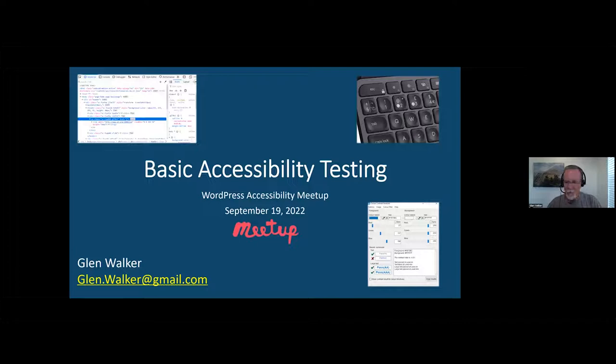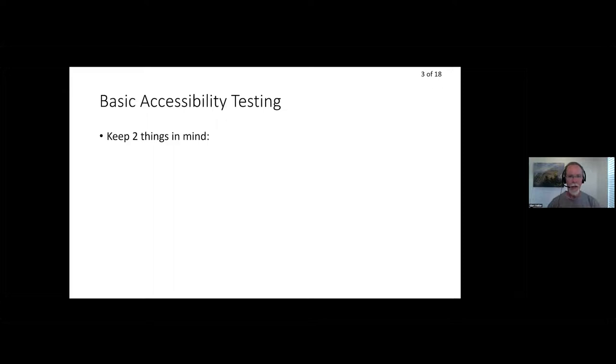It actually takes a bit of time to become proficient at accessibility testing, but I didn't want to discourage people from trying to do it. And, you know, if you've never done it before, where do I start? What's the best thing to test? What tools should I use? What should I look for? And things like that. So I really wanted to start with keeping two things in mind for basic accessibility testing.